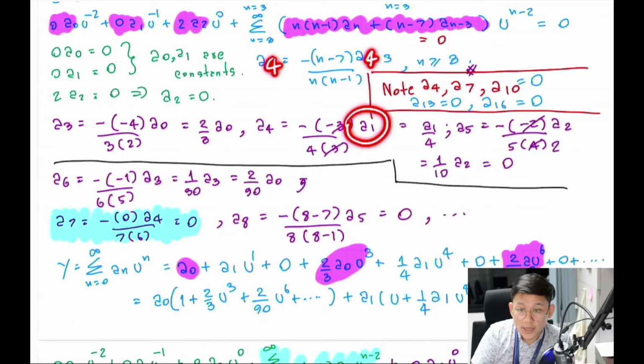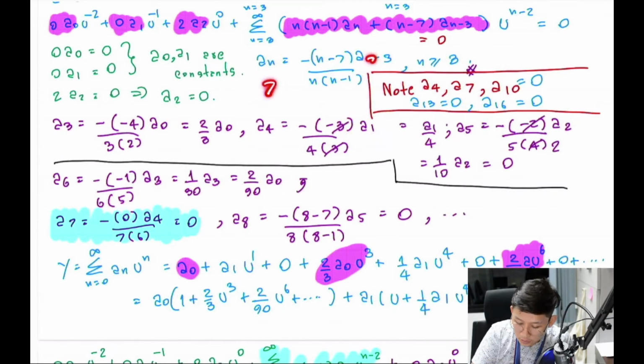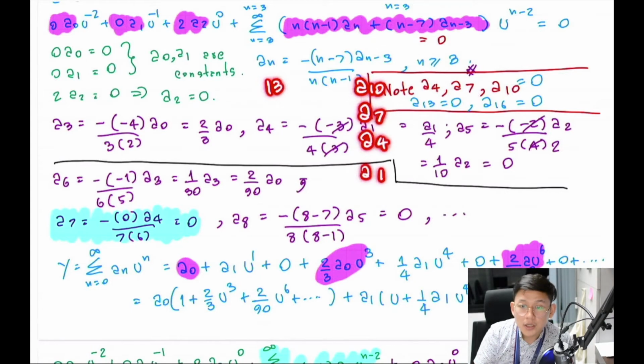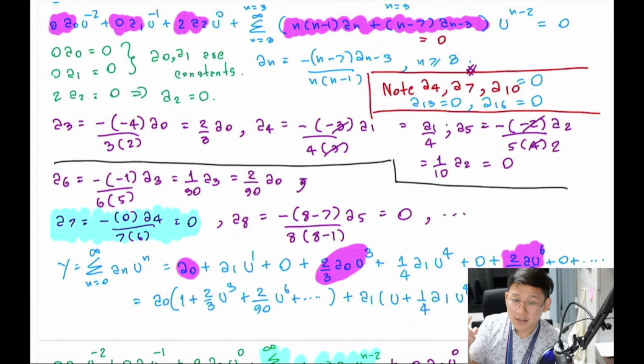See, when n is 7, you get a4, and a4 you get a1 again. When you have 10, you have a7, then a4, and then you have a1 again. And then 13, you have a13, you have a10, which is a7, which is a4, and then you have a1 again. But guys, because a7 is already 0, when you write down a10 in terms of something times a7, a10 is going to be 0 as well.